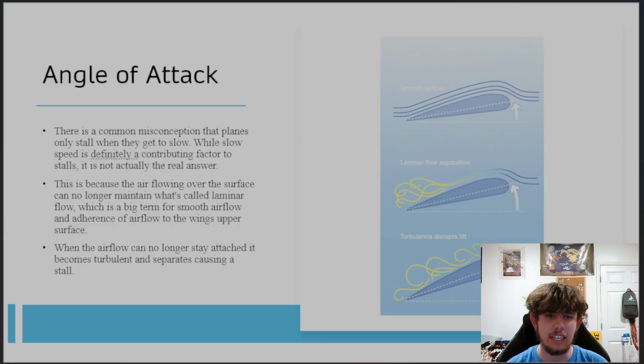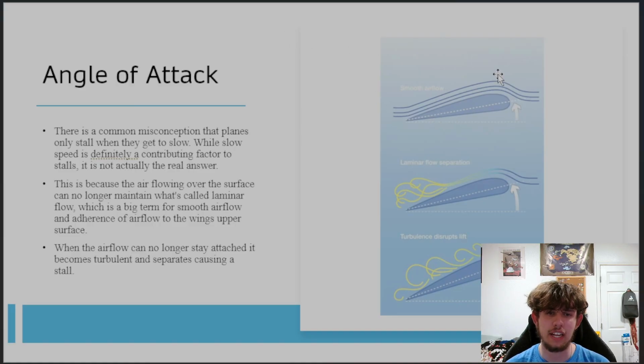Angle of attack is directly related to how we stall an airplane. There's a common idea that airplanes need to always be going a certain speed in order to stall. That's not necessarily true. Wings can stall at a high airspeed if there is a high angle of attack. Angle of attack just describes the relative airflow to the surface of the wing, compared to the chord line of that wing.